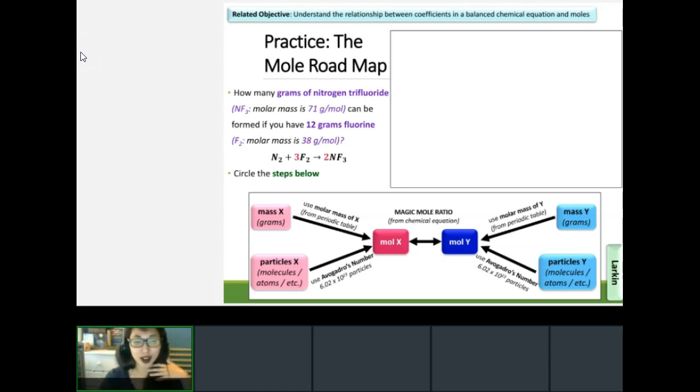So the question is, how many grams of nitrogen trifluoride will be formed if we have 12 grams of fluorine? Point for me up on the board, what do I already know? Take a look at our question here and point for me, what is our known? What number are we starting with? Yeah, exactly. We know 12 grams of fluorine, so that's going to be our pink side. I'll label that down here, F2. On the pink side, please point for me, where do you see grams on the pink side of our map?